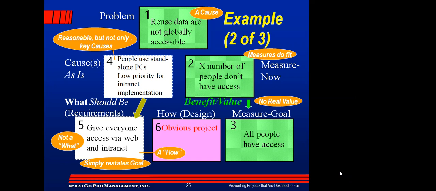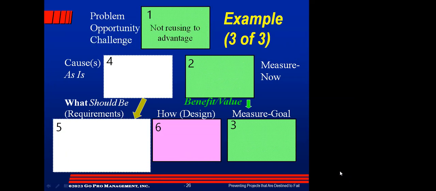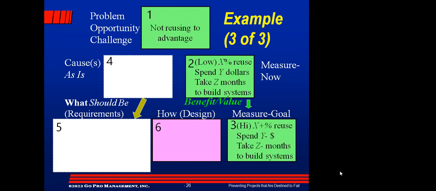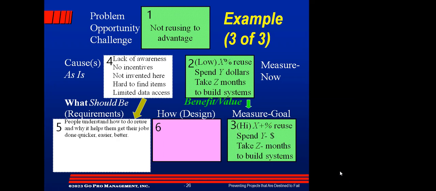Now, I think you can see that if we had followed our typical bent and done that obvious project, it would have resulted in failure. So instead, not reusing to advantage. Measures of reuse, a low percentage currently versus a higher percentage, is going to enable us to spend less time and money. The causes are elaborated to what we said, and now the should be.